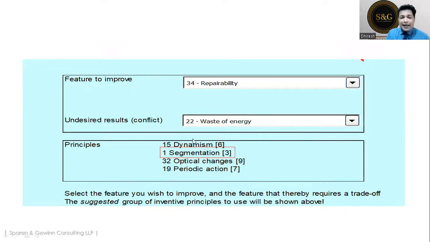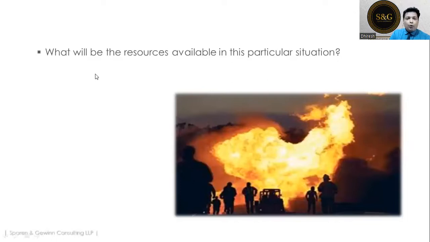Okay, and then this software will give you, this is the contradiction matrix. This software will give you, let's say, four kinds of solutions: principle number 15, principle number 1, segmentation, principle number 32, optical changes, principle number 19, periodic action. So these are the four solution triggers the software has given. So let's understand segmentation. What is segmentation? What will be the resource available in the particular situation?